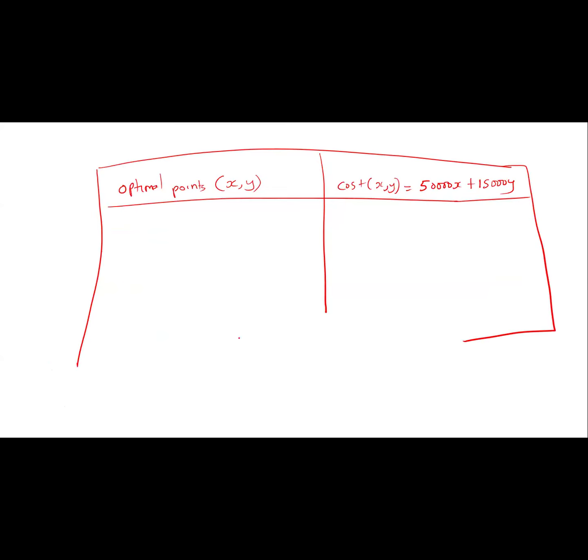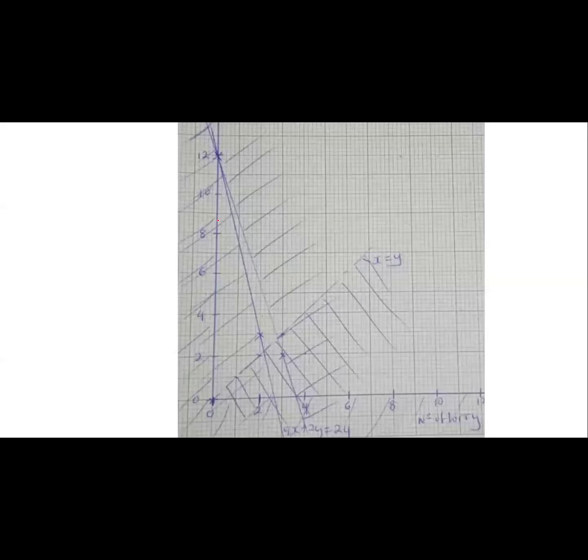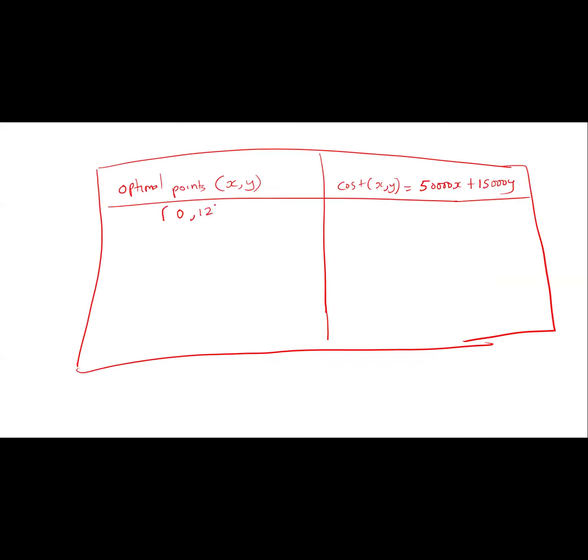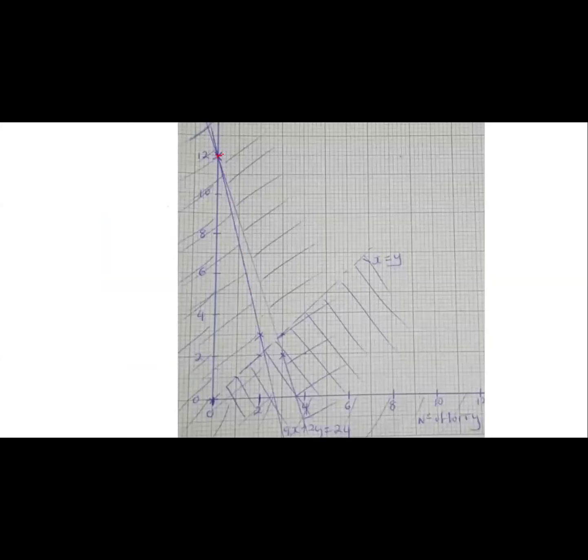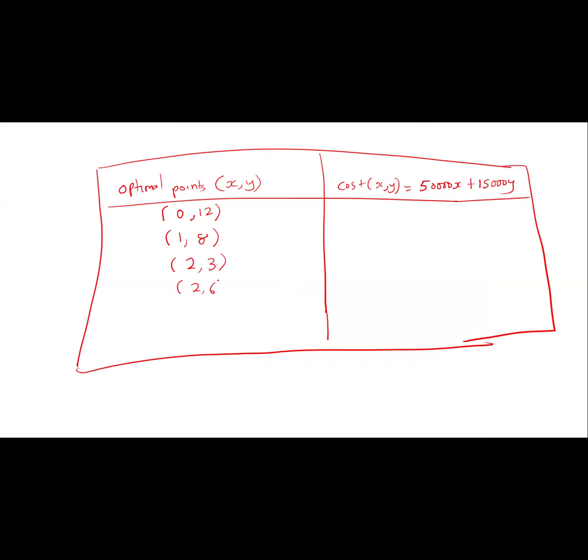Then I write all the possible combinations we have obtained. Let me go back to be sure. We had 0 and 12, so I write 0, 12. Then another one, people said 1, 8. Another one, people said 2, 3. Which one else did we have? We had this one here, which is 1, 8. We had this, 2, 6. Okay, I'm going to include 2, 6.